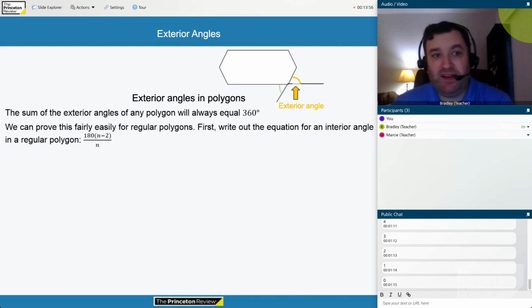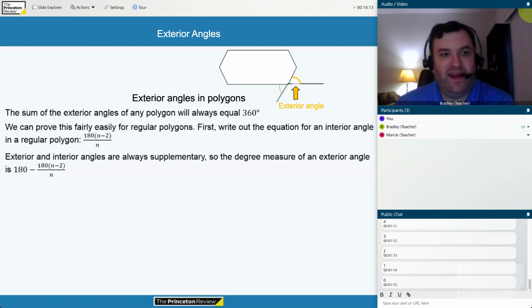So we can prove this fairly easily, that the exterior angles will add up to 360 when we're dealing with regular polygons. First, we just want to write out that equation again. 180 times n minus 2 over n equals the interior angle. And exterior and interior angles are always supplementary, which kind of makes sense, right? If you look at it, the yellow angle and the red angle here make up a whole line, so they have to be supplementary. So that means the exterior angle would just be 180 minus that interior angle.